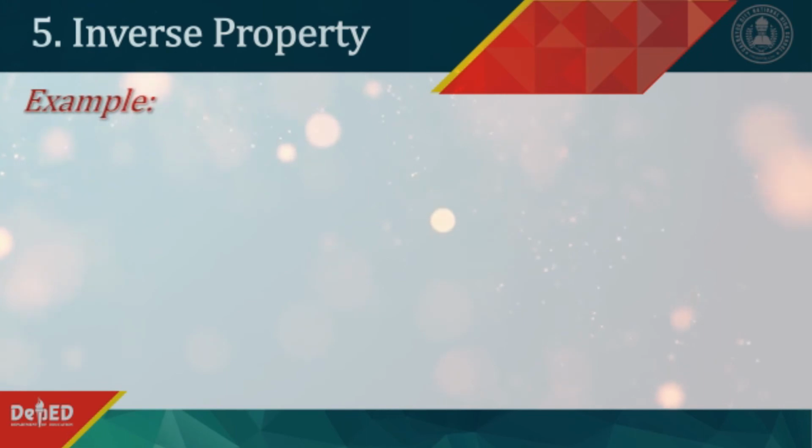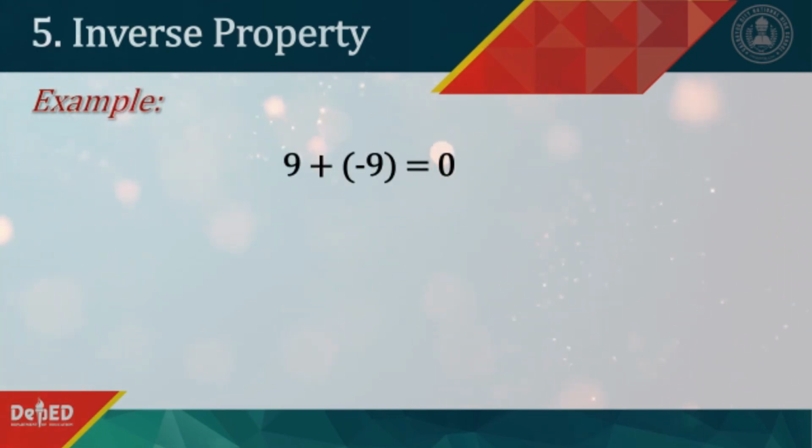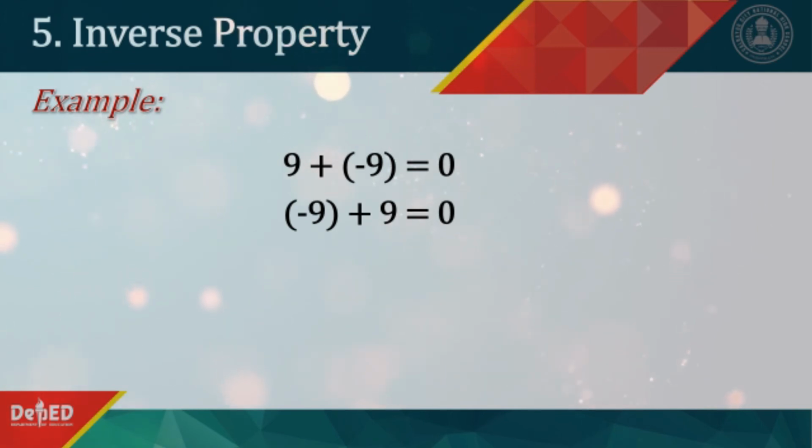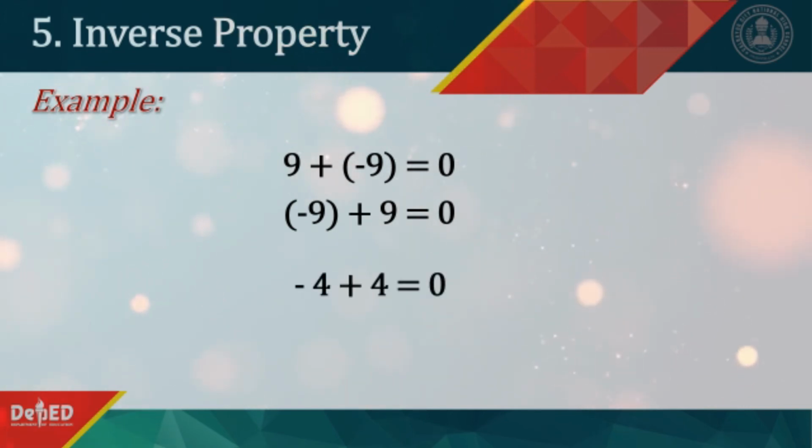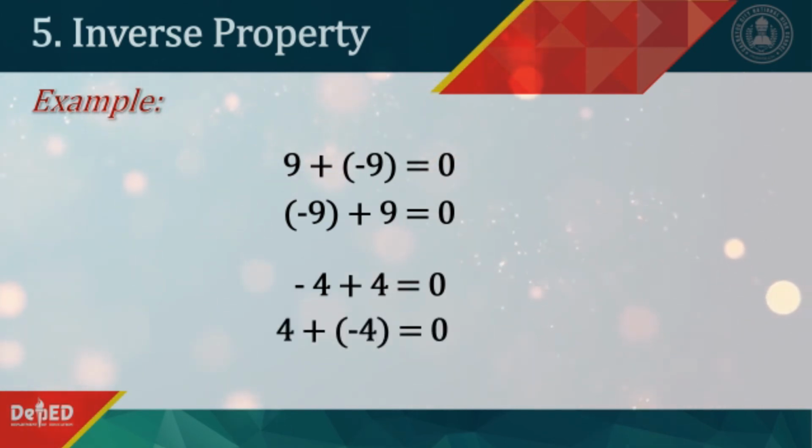Here is an example. 9 plus negative 9 is equal to 0. Negative 9 plus 9 is equal to 0. Negative 4 plus 4 is equal to 0. 4 plus negative 4 is equal to 0.